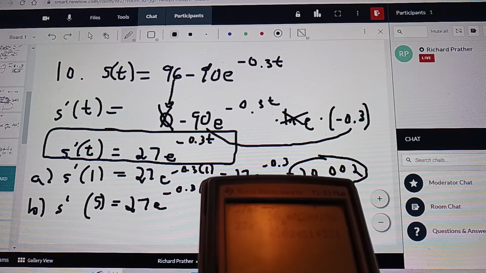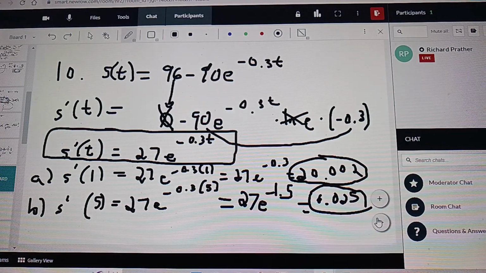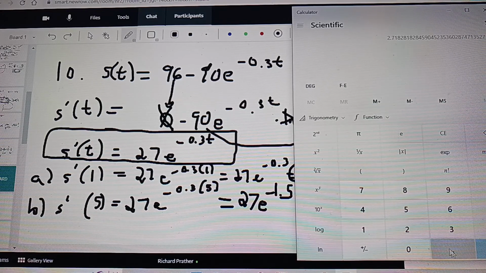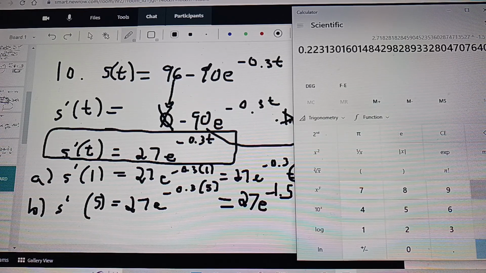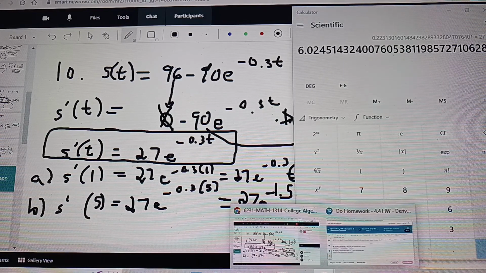And that was 6.0245 or 025. And then let me do it on the other calculator to double check. Here I would hit the e button first, which gets me 2.718, and then raise that to the 1.5, then hit the plus minus button to make it negative 1.5, equals, times 27. 6.0245 or 6.025. So whether you have a graphing or a scientific calculator, you can get this answer right. 6.025.